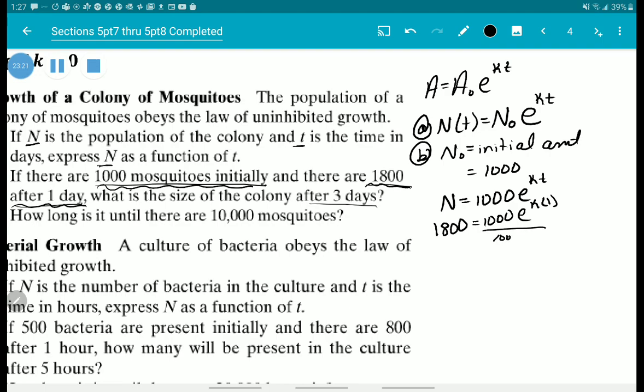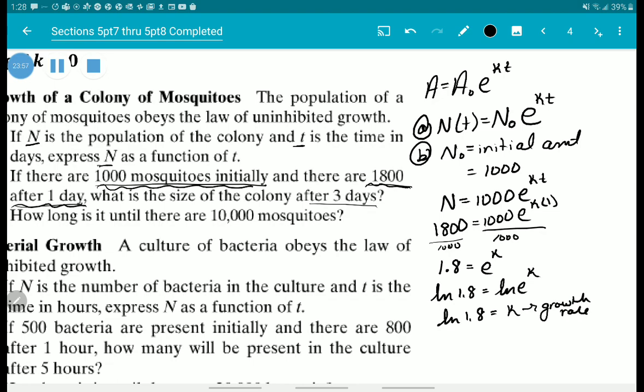So let's divide both sides by 1,000. This is a nice decimal, so I'm going to use that decimal, 1.8. That's going to be equal to e to the K. We're looking for that growth rate, so let's take the ln of both sides. So the ln of 1.8 is equal to our K value. So there's our growth rate. And if we were to type that in the calculator, we would get a positive number. That's how we know it's going to be growing.